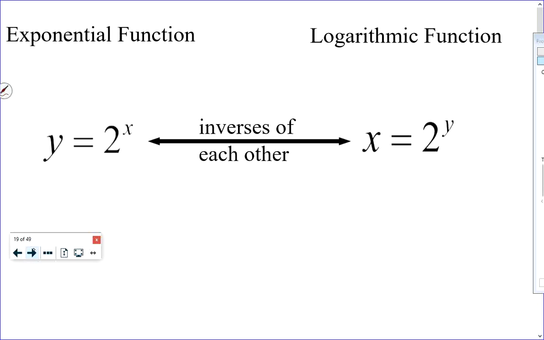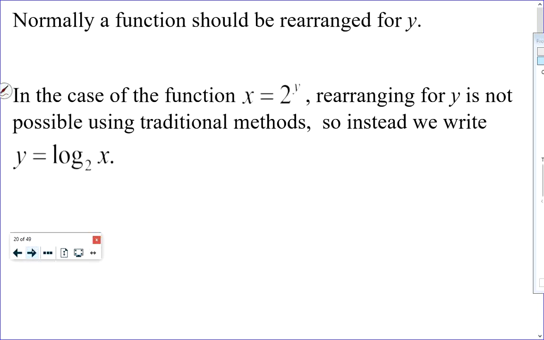How do we rearrange that for y? Well, you can't. It would be like me saying, how do we communicate that the answer could have been the positive square root or the negative square root? You had to be given a new symbol or a new way of communicating it that was unfamiliar to you. So instead of writing x equals 2 to the y, we write this. We write y equals, and it's pronounced, a couple of ways we can pronounce it, y equals log base 2 of x, or y equals the base 2 logarithm of x.